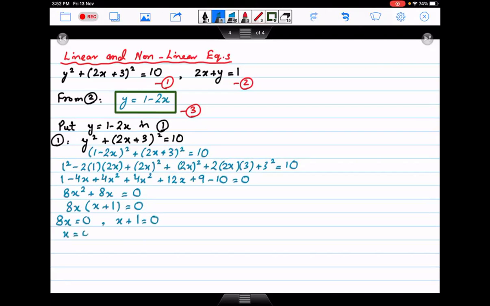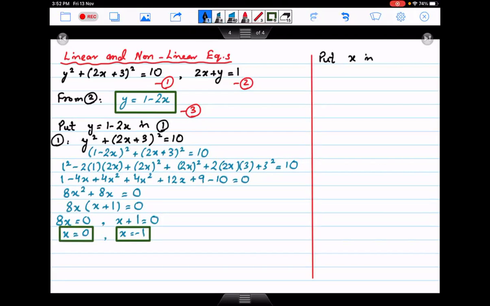So 8x equals to 0 means x should become 0 by 8. So obviously dividing 0 by something becomes 0. So we have the value x equals to 0, and we have the value x equals to minus 1. So now we have the value of x. So I can put these values of x in equation 3. Equation 3 is y is equals to 1 minus 2x.